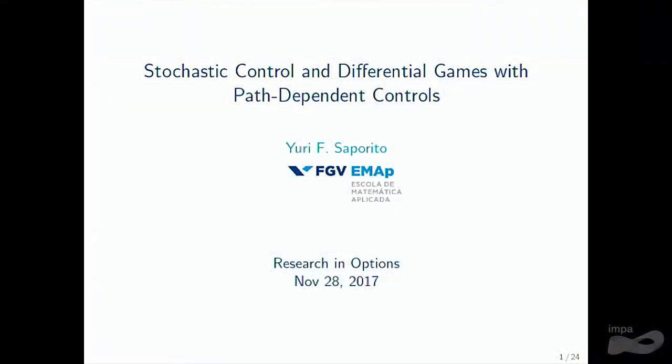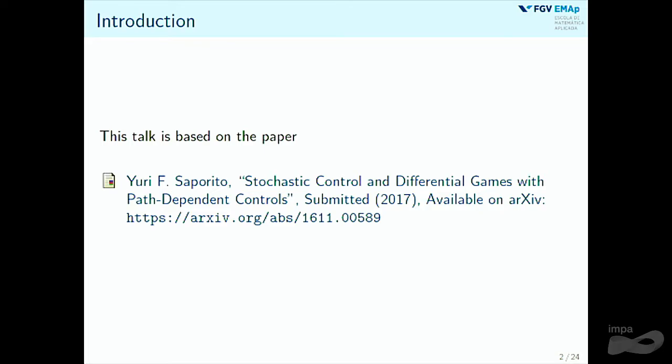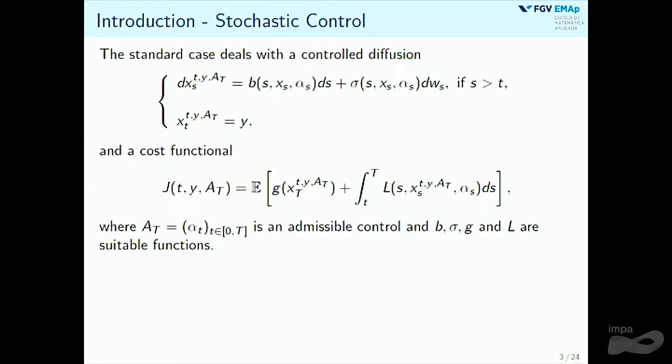So the topic of this talk is how to apply functional calculus to stochastic control problems, mainly focused on the case where the path dependency, the dependence on the history, is on the controls. Okay, so the talk is based on this paper. It's on arXiv since the beginning of this year, I think. And it goes like this.